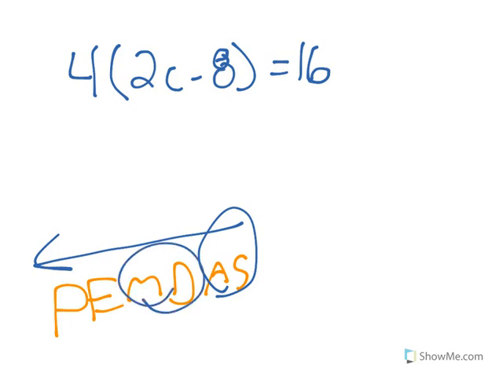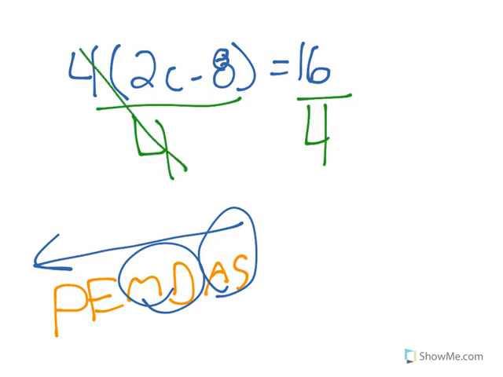What's that? Multiplication and division. Do you see just one outside of parentheses? That's the 4 with the parentheses. What is the 4 doing to the parentheses? It's multiplying. What's the opposite of multiplying? Dividing. And then 16 divided by 4 would be 4. So 2c minus 8 equals 4. I want to make that blue. 2c minus 8, right? Yes.